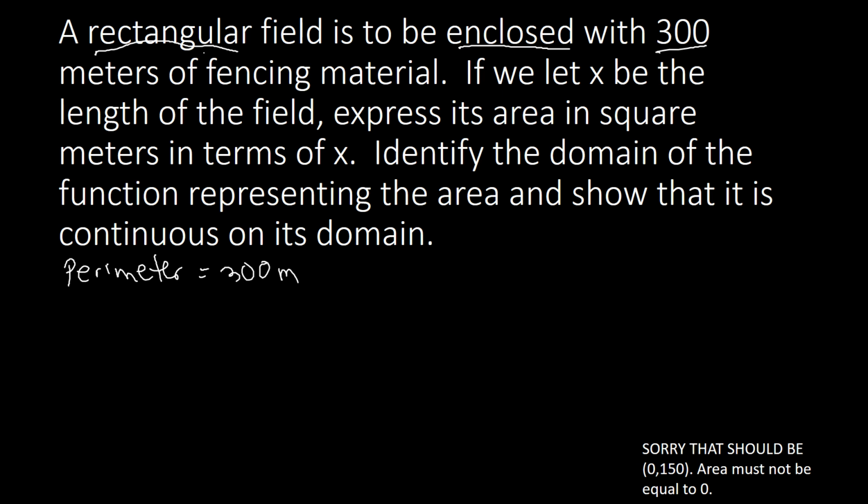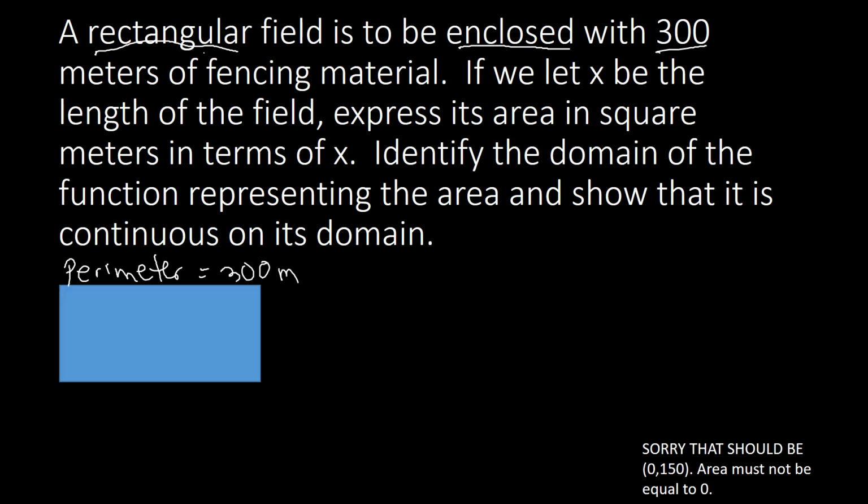If we have this rectangular field, we can represent the dimensions as x and y, because according to the problem, we let x be the length of the field and express its area in square meters in terms of x. So we have the length as x and the height as y. Now, since we are asked for the area, let's go back to the perimeter.